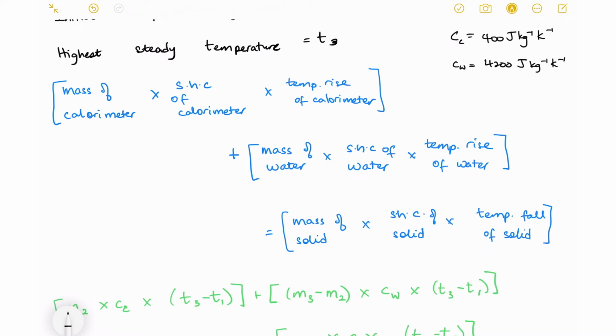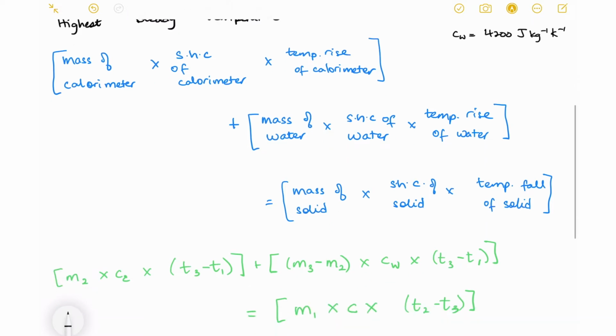Alright, so you're going to put your mass of your calorimeter here, which is going to be M2. Then your specific heat capacity of the calorimeter, which is going to be your 400 joules per kilogram per Kelvin. Now make sure the masses that you are putting into this formula are the masses that you have converted to kilograms. So this has to be in kilograms. So make sure of that. Then you are going to have your temperature change. So the temperature rise of the calorimeter.